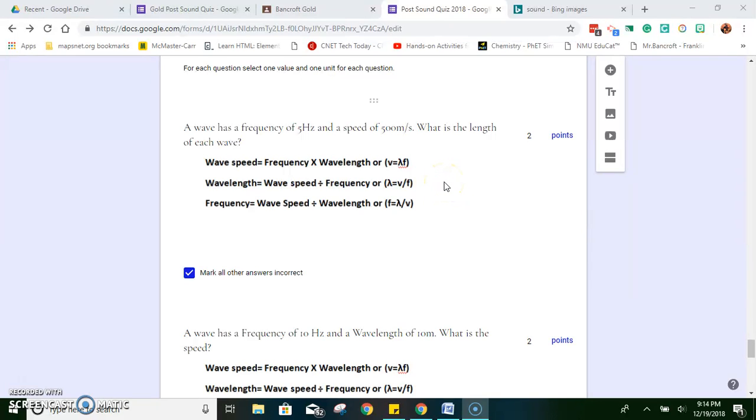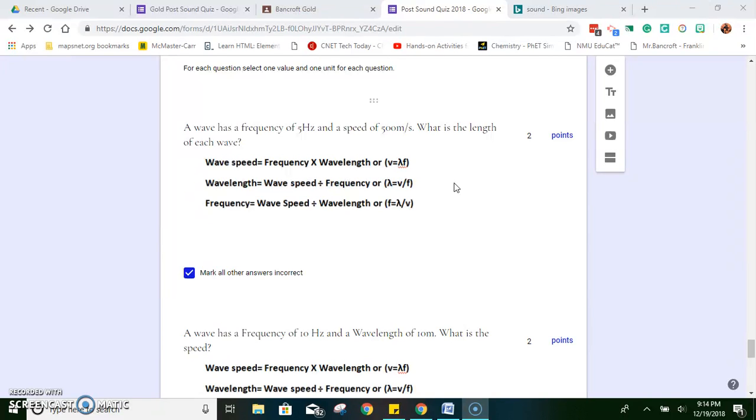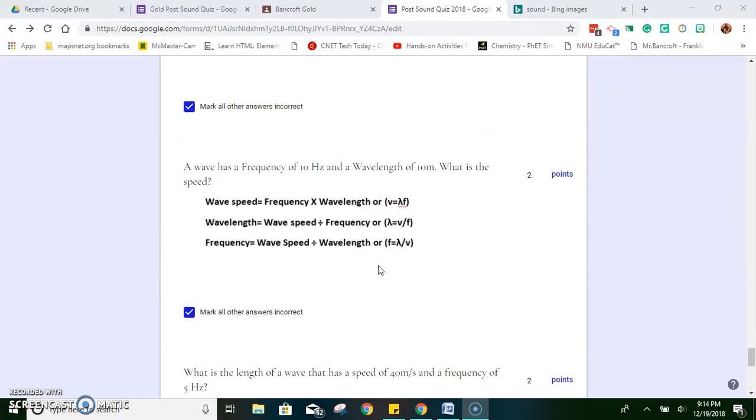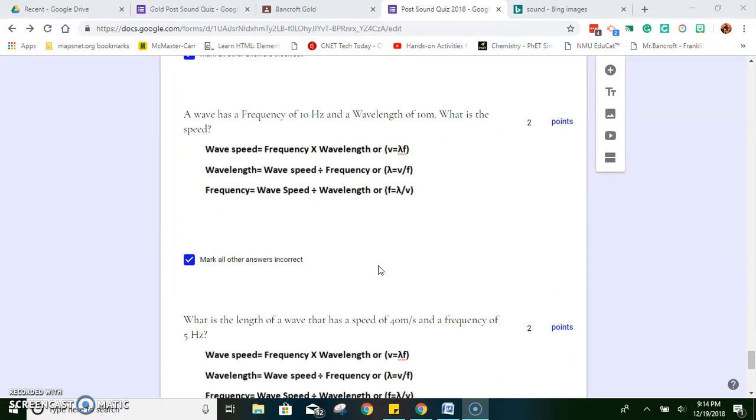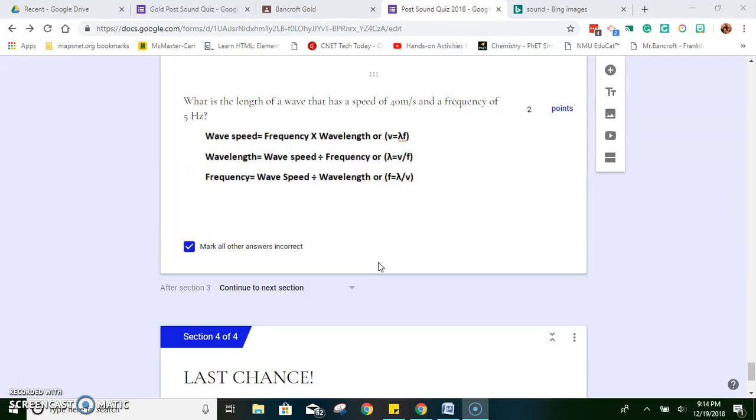A wave has a frequency of 5 hertz and a speed of 500 meters per second. What is the length of each wave? And then make sure you write your answer in the box below. A wave has a frequency of 10 hertz and a wavelength of 10 meters. What is the speed of the wave? What is the length of a wave that has a speed of 40 meters per second and a frequency of 5 hertz?